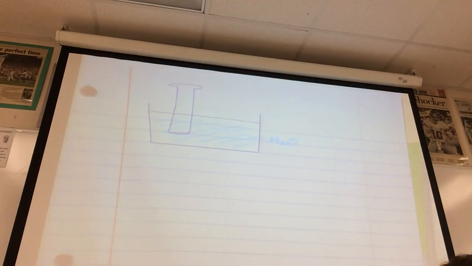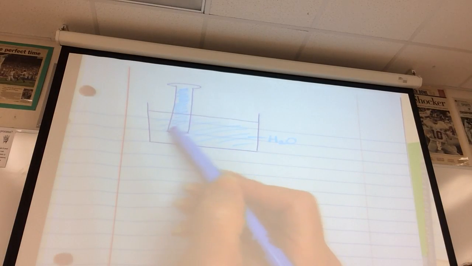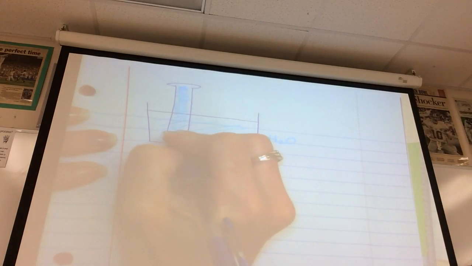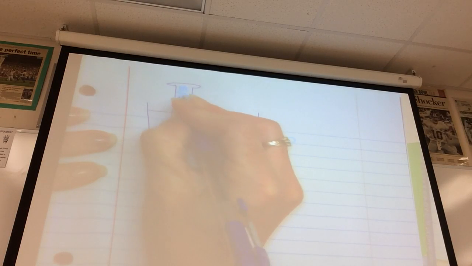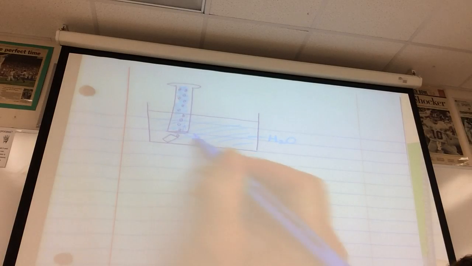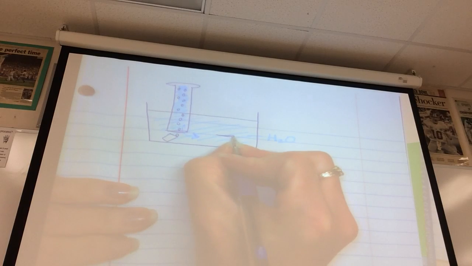Initially, this graduated cylinder has water in it. Now what we did is we put a lighter here, and we pushed down on the trigger, and the gas bubbled upward. Why would it sit atop the water? It's less dense, and it displaces the water out. So some of the water rushes out, and you can collect any volume of gas that you want.